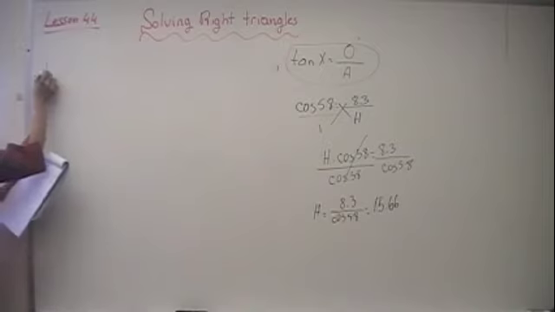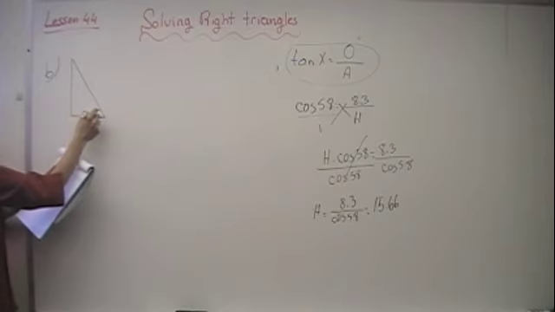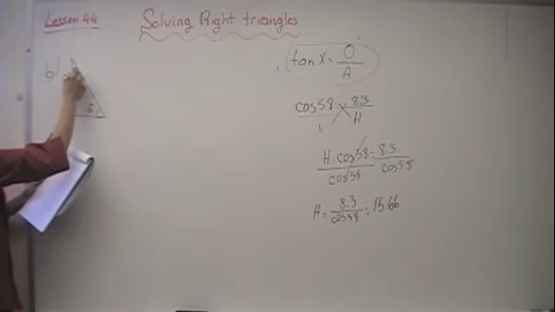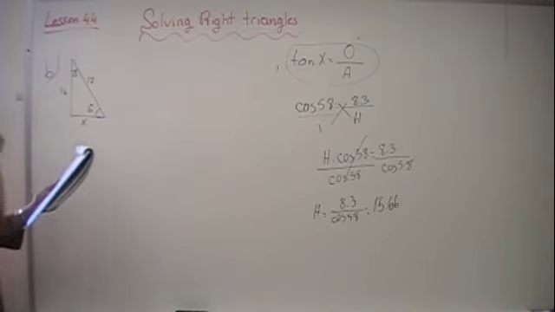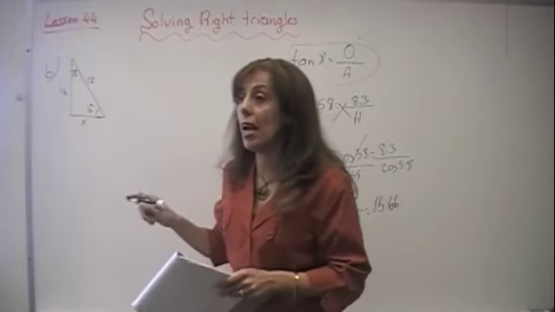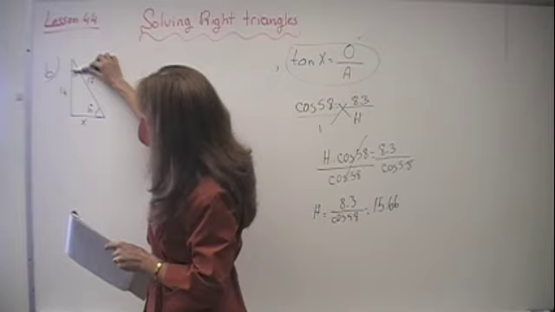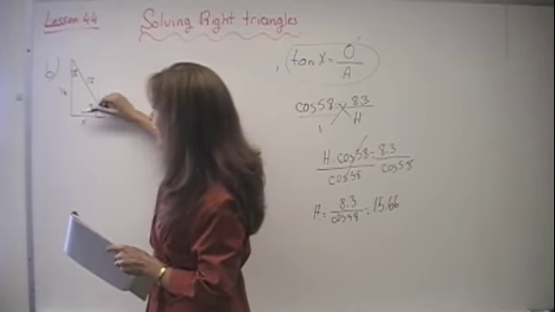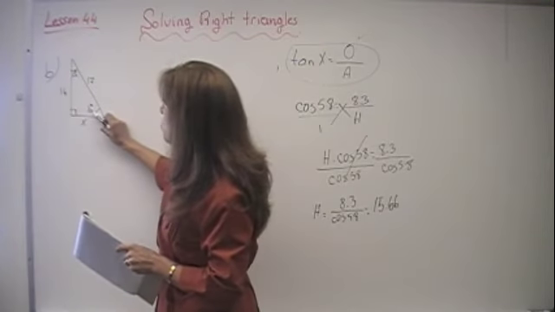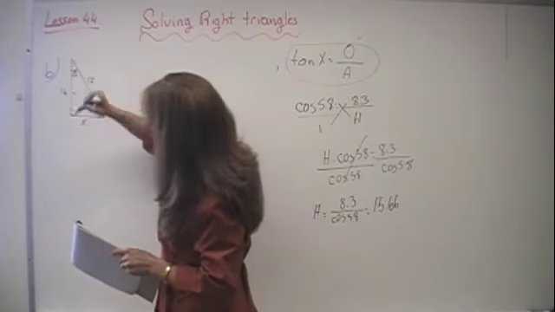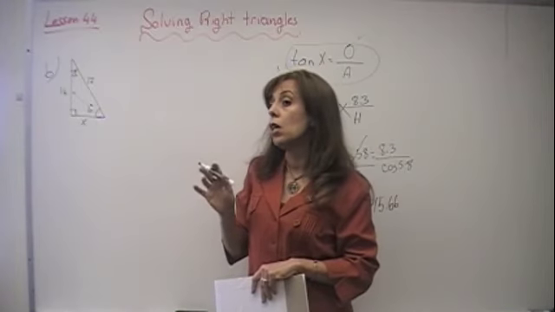Letter B now. We have angle B, angle A, sides 17, x, and 14. My job now is to find angle A and angle B. If I look at angle A, the opposite of it is x, so that's not going to help me much this time. How about if I look at B? I have the opposite of B and the hypotenuse. Opposite over hypotenuse, that would be sine.